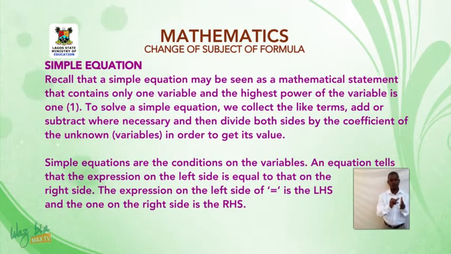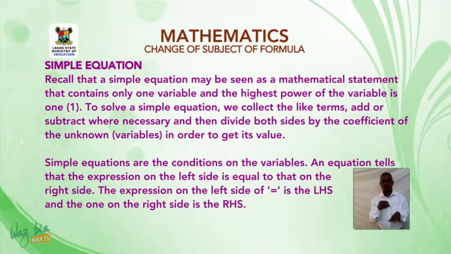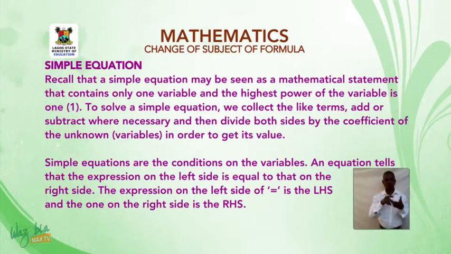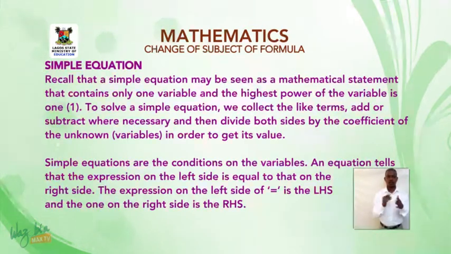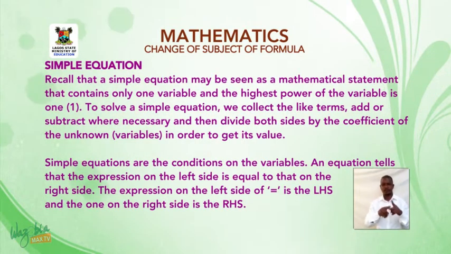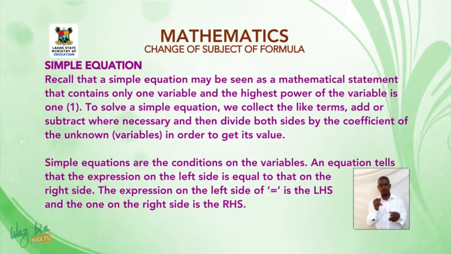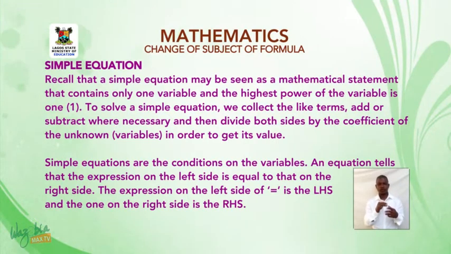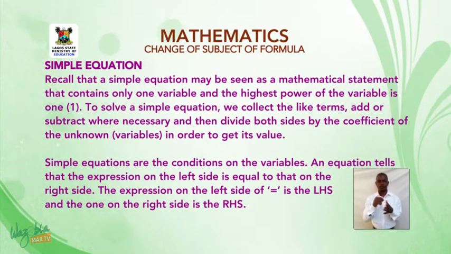Simple equation. Recall that a simple equation may be seen as a mathematical statement that contains only one variable, and the highest power of the variable is 1. To solve a simple equation, we collect the like terms and add or subtract where necessary, and then divide both sides by the coefficient of the unknown or variable in order to get its value. Simple equations are conditions on the variables. An equation tells that the expression on the left side is equal to that on the right side.